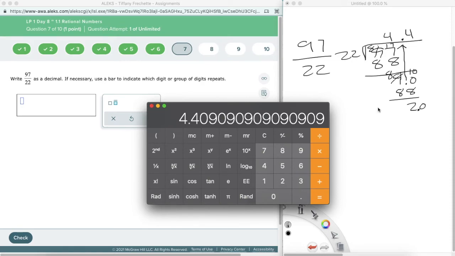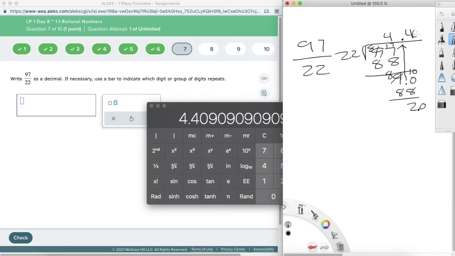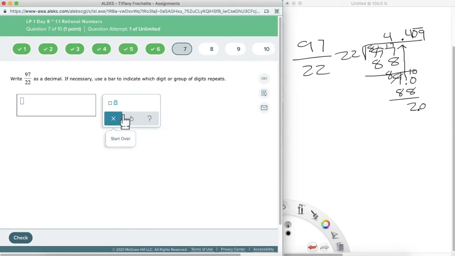So I'm going to actually fill it in here. When we put the bar, which we can grab right here on Alex, we do not want it over the entire thing. 4 is not repeating. Only the 0 and the 9 are repeating. So we do want to be very careful about that when we put our piece in here. So we want like this.